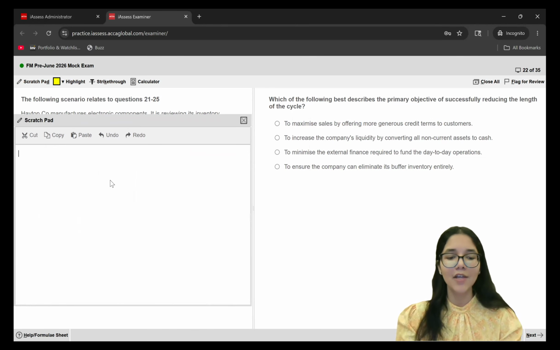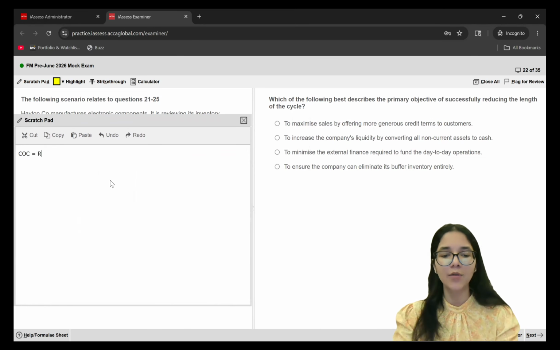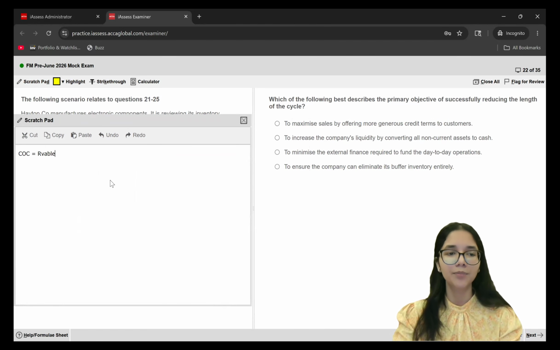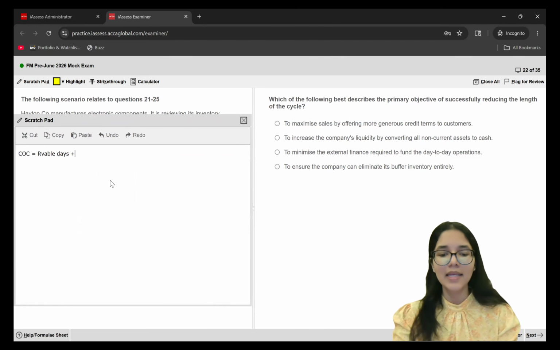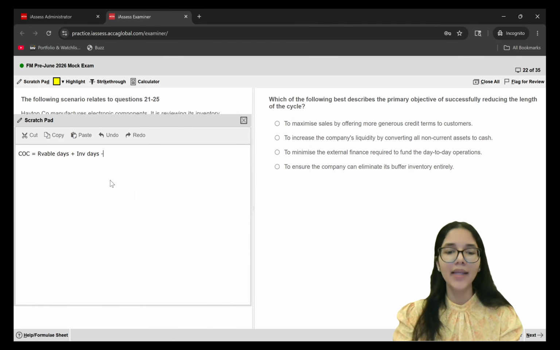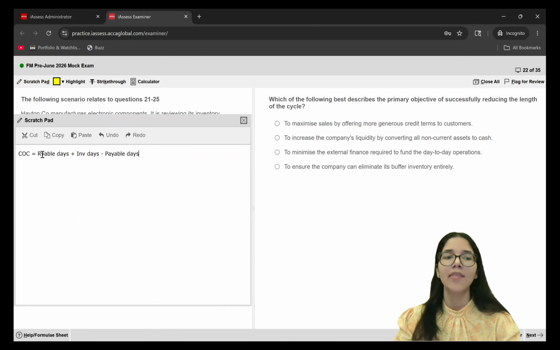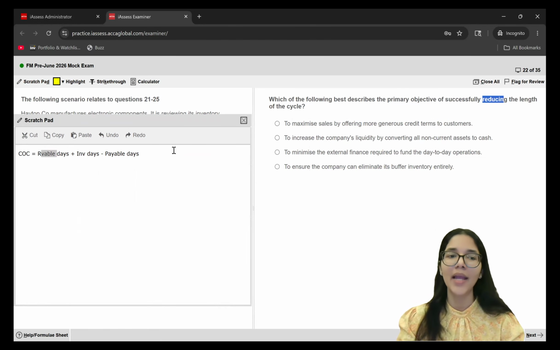So we have learned that cash operating cycle is actually equal to receivable days plus the inventory days and minus the payable days. So guys, if I am offering more and more of credit to my customers, that will increase my receivable days, that will not reduce the length of my cycle.